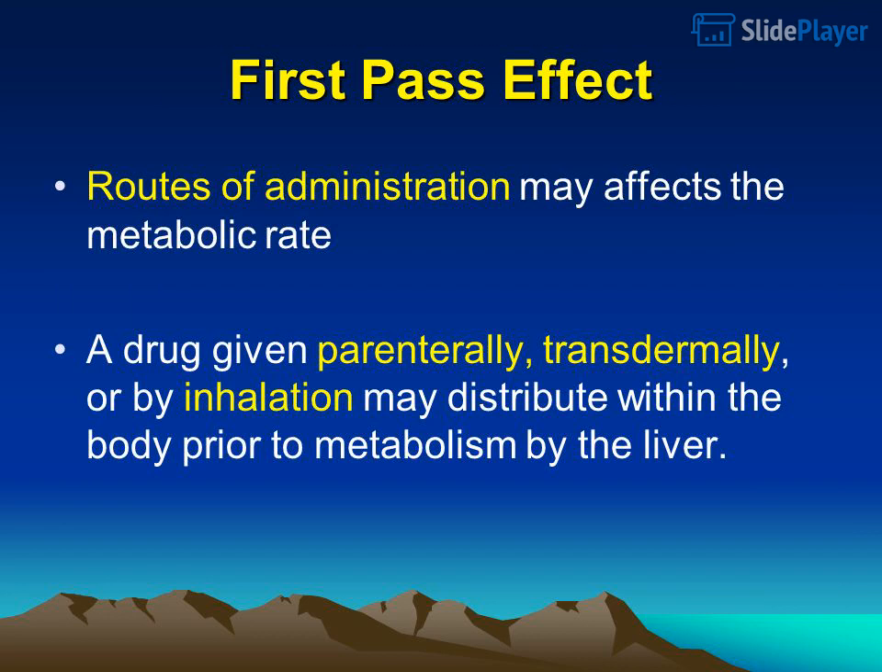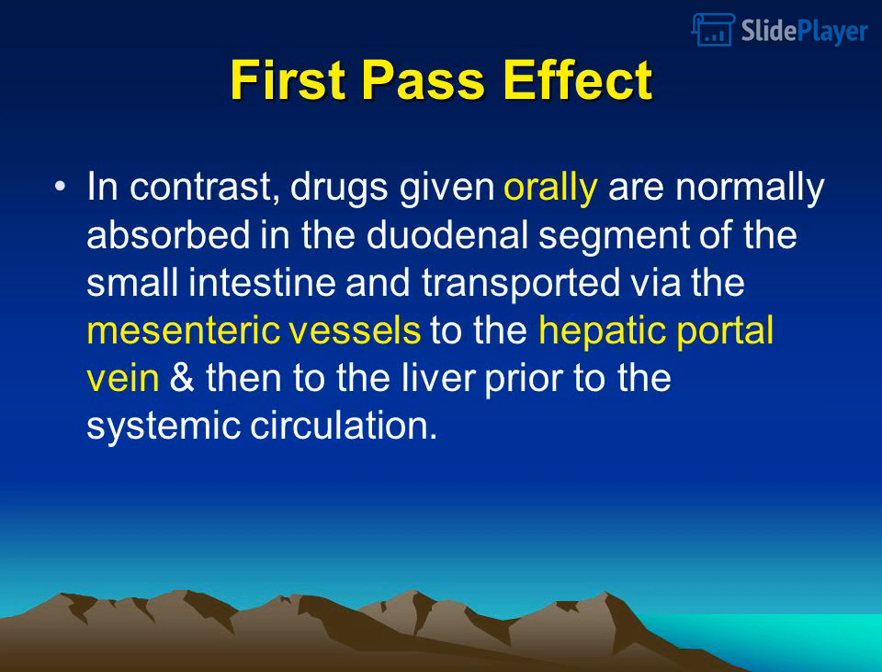First-pass effect. Routes of administration may affect the metabolic rate. A drug given parenterally, transdermally, or by inhalation may distribute within the body prior to metabolism by the liver. In contrast, drugs given orally are normally absorbed in the duodenal segment of the small intestine and transported via the mesenteric vessels to the hepatic portal vein and then to the liver prior to the systemic circulation.